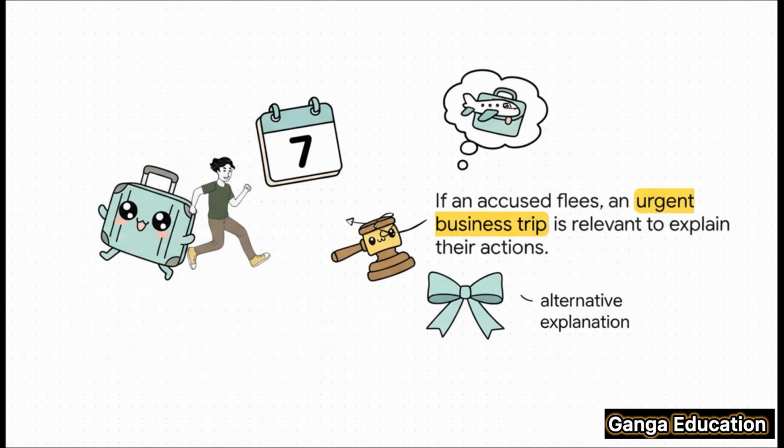This one is really interesting. Let's say an accused person flees right after a crime. That looks pretty bad, doesn't it? It suggests guilt. But Section 7 ensures the court gets a balanced view. If that person can show they had to leave for, say, a sudden and urgent business trip, that fact becomes relevant because it rebuts the inference of guilt. It offers another, perfectly innocent explanation for their behavior.